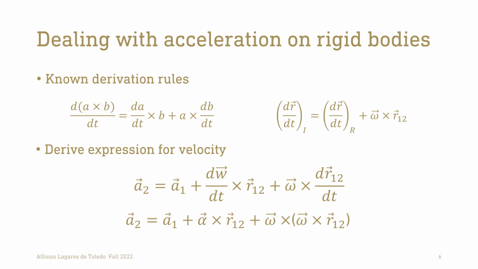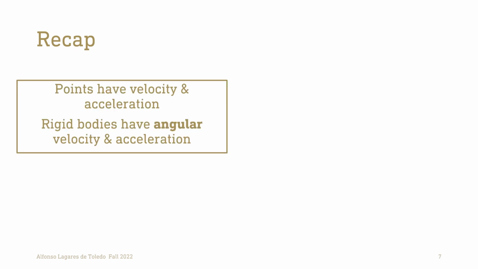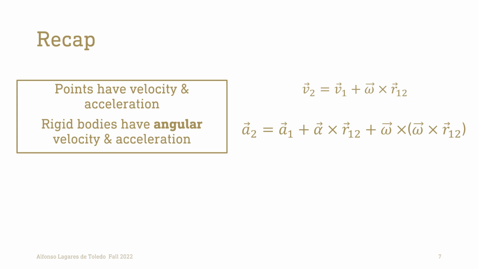body as a whole. To recap, when dealing with a rigid body problem, it is imperative that you understand that points have velocity and acceleration, while rigid bodies have angular velocity and acceleration. Using these two expressions, you will be able to use your initial values to find any other unknown variables at any point on your rigid body. And using this more generic expression, you will be able to express those known values in any reference frame.